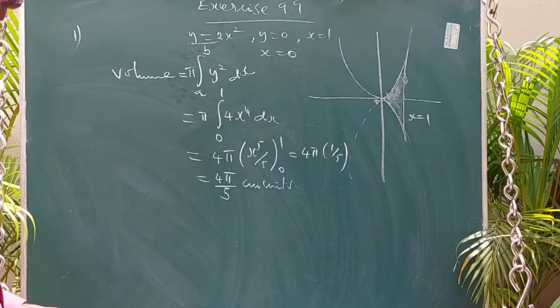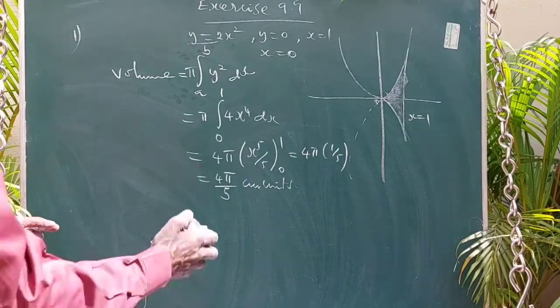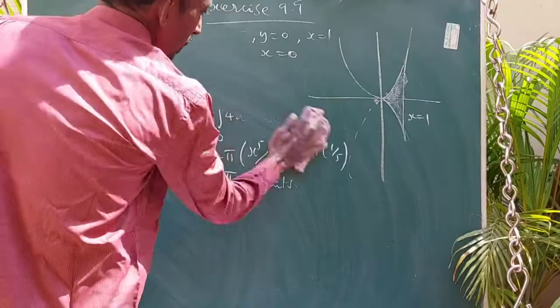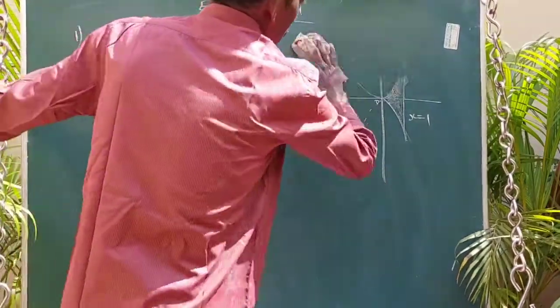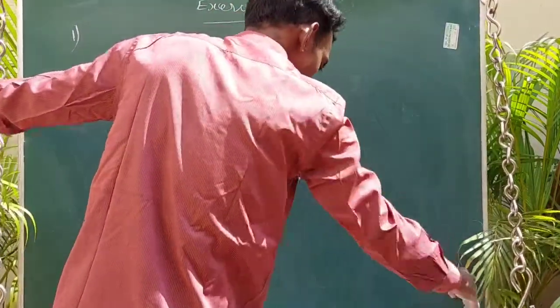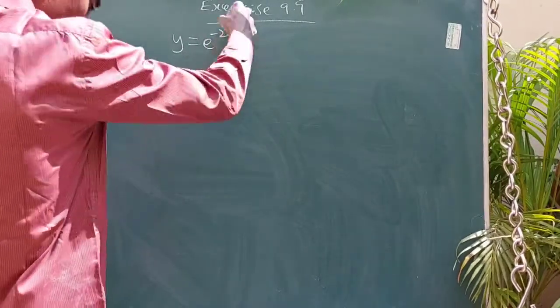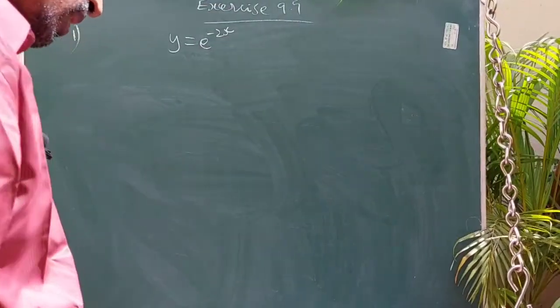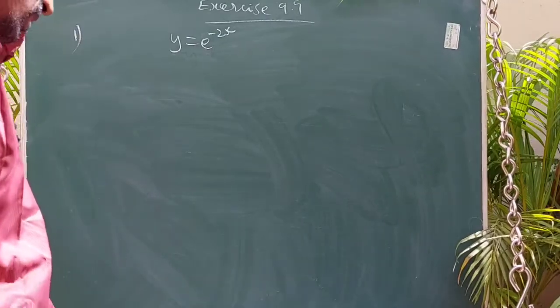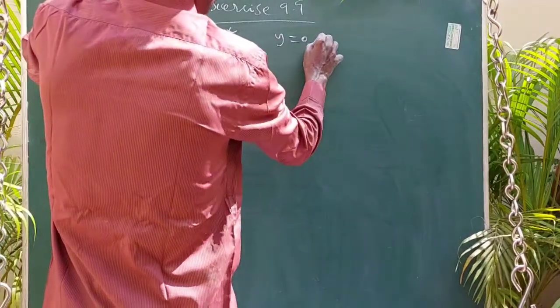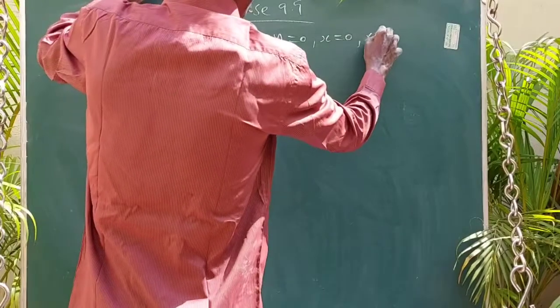The second question is: find by integration the volume of the solid generated by revolving about the x axis the region enclosed by y equal to e power minus 2x, and between y equal to 0, x equal to 0 and x equal to 1.